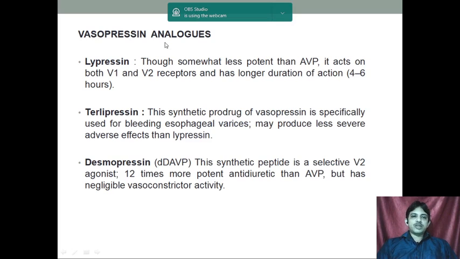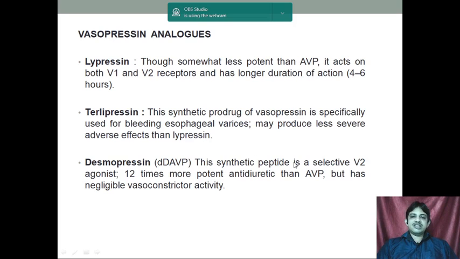Now, coming to the vasopressin analogs. Lypressin, though somewhat less potent than vasopressin, acts on both V1 and V2 receptors and has a longer duration of action, almost 4 to 6 hours. Next is terlipressin, a synthetic product of vasopressin, specifically used for bleeding of esophageal varices, and may produce less severe adverse effects than lypressin.